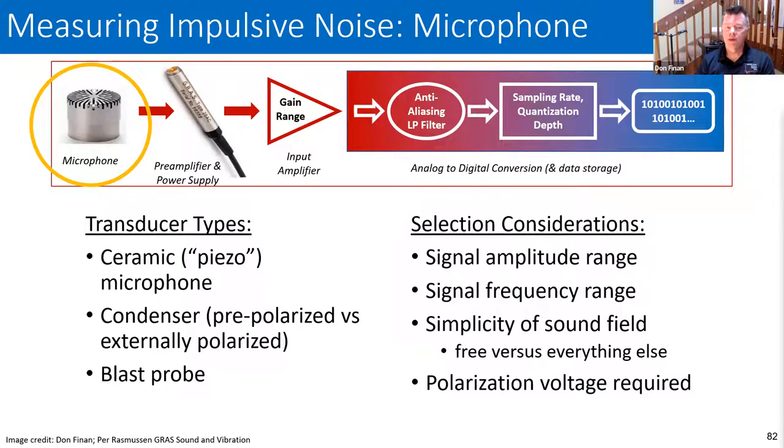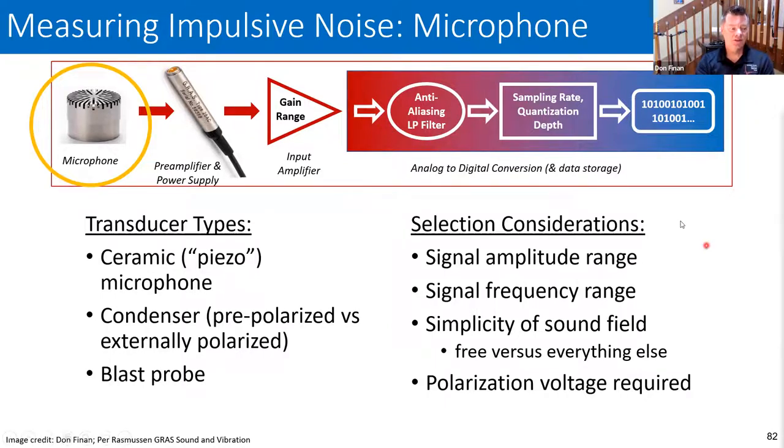So let's start with the microphone aspect of things, and we're going to kind of move through this signal flow diagram and talk about some of the limitations of each of these components. First off, the microphone. There's more than one type of microphone that might be used with the sound level meter or data acquisition system. A ceramic or piezo microphone, a condenser microphone, they are pre-polarized versus externally polarized, and people have even used, we have for a number of research studies, a blast probe. And that's a different type of transducer. It's not a microphone, but it does respond to very, very rapid and very large pressure changes.